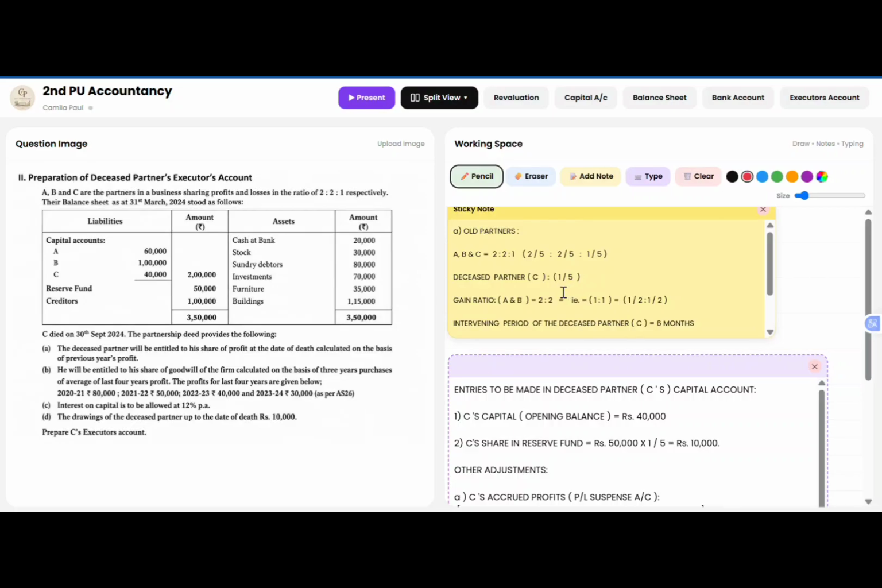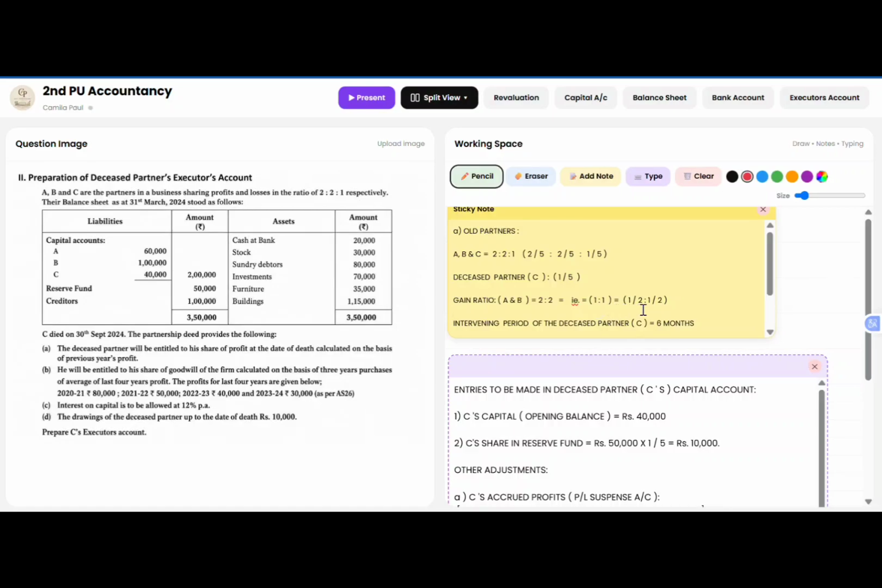Now since C is the deceased partner, we have to find out the gain ratio between A and B. Leaving the deceased partner, the remaining will be the gain ratio: 2 is to 2, which can also be written as 1 is to 1, or 1 by 2 and 1 by 2.